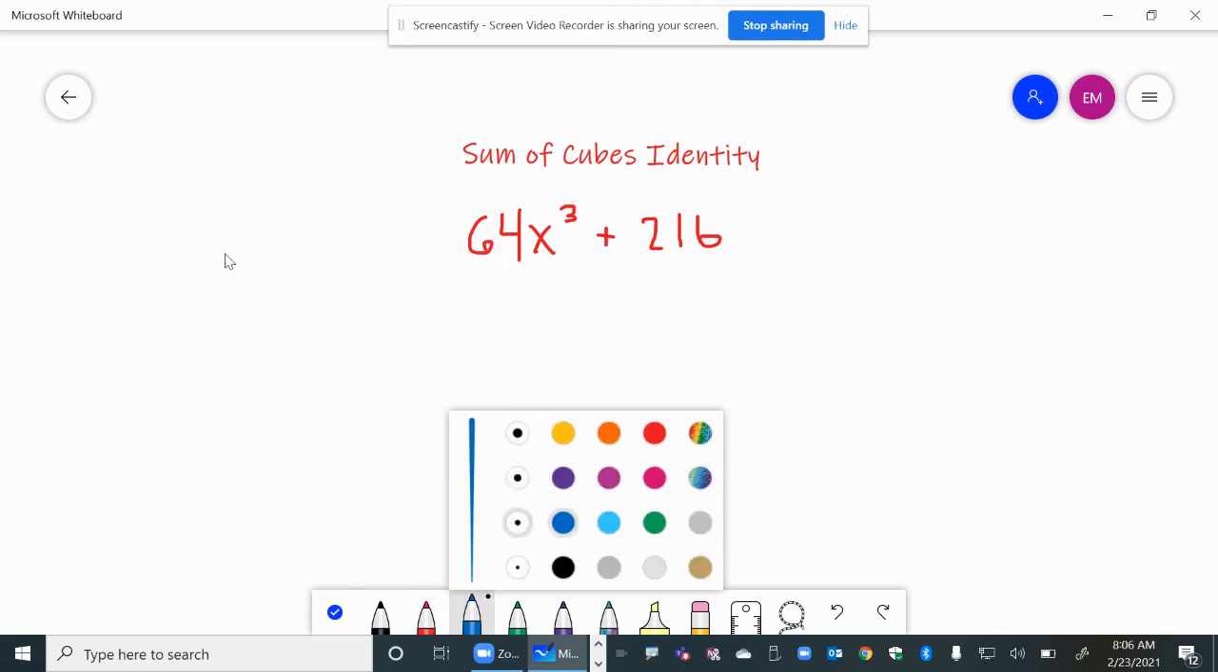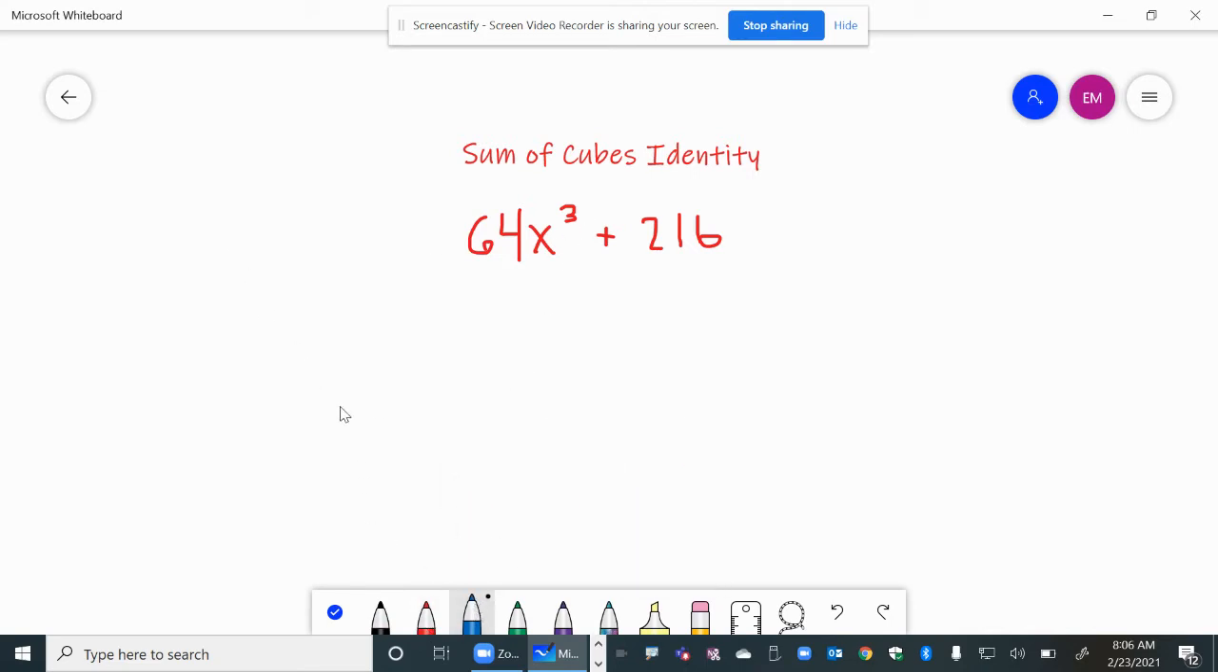The sum of cubes identity is very simple. What we want to do is look at what the identity says. It says that if you have a perfect cubed coefficient in front of a perfect cubed variable, adding to it a perfect cube, you can rewrite this as the product of a times x.